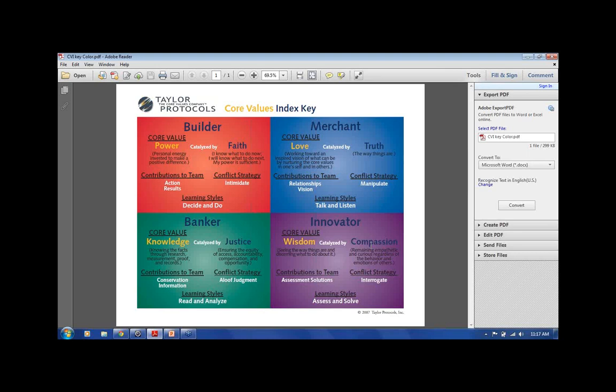Okay, and I'll just say I am pretty firmly on the right side of this page. Most of my points appeared in the merchant and innovator column. I think I was slightly higher in merchant, but innovator was very, very strong as well. And what Kristen is saying, this is exactly how it played out for me.